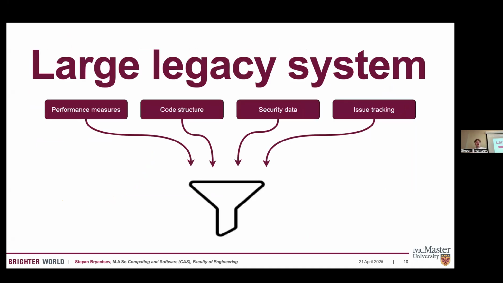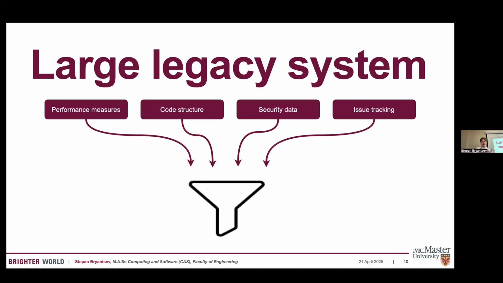First, imagine having a large legacy system with the problems I described before. You have outdated code, some performance issues, security issues. So you have some troubles while doing the maintenance. So you start using those reverse engineering tools. For example, you take one tool that gives you performance measures, another tool gives you code structure, the third one gives you security data, and the fourth gives you issue tracking information. So you try to combine it in one place, you try to unify this information, but the question is how to do this.